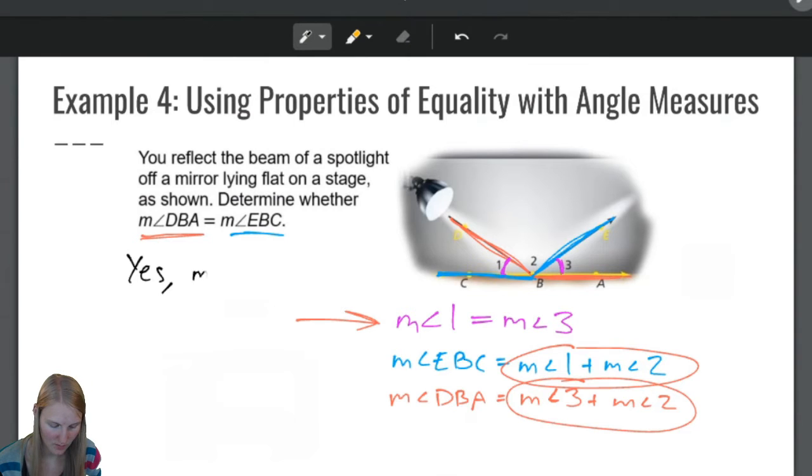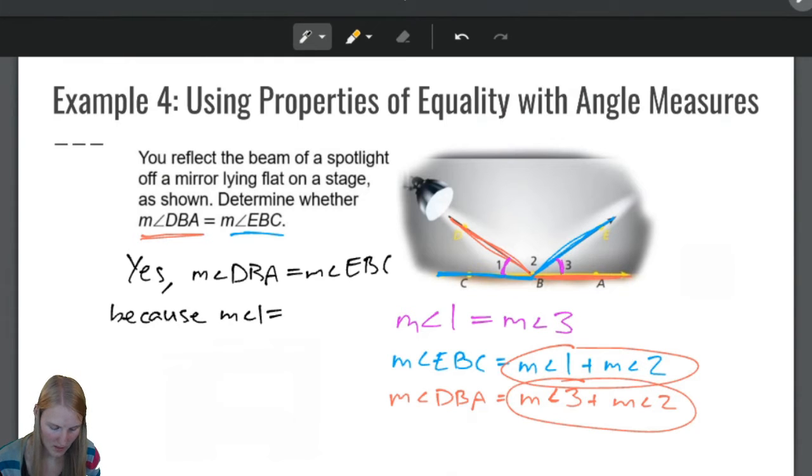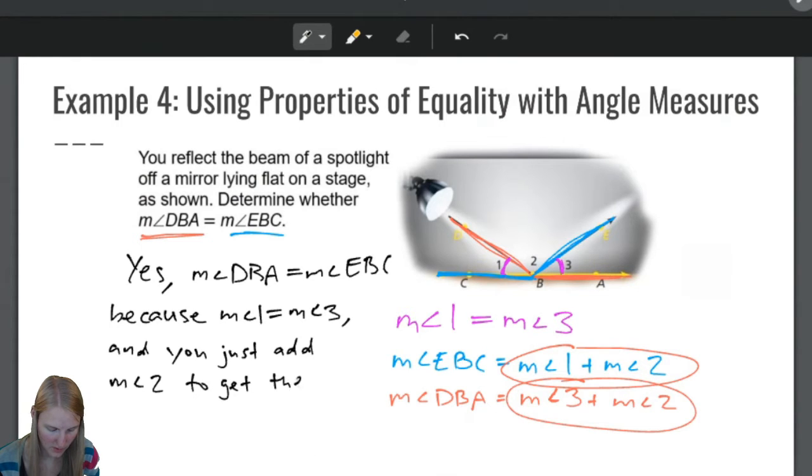Yes, the measure of angle DBA is equal to the measure of angle EBC because the measure of angle 1 is equal to the measure of angle 3, and you just add the measure of angle 2 to get the red and blue angles.